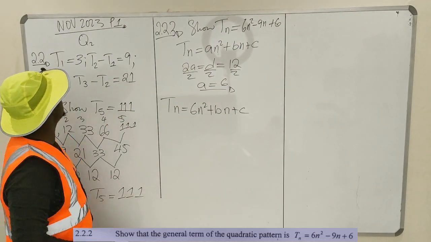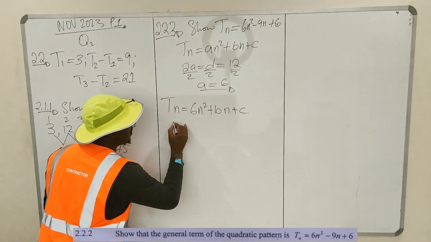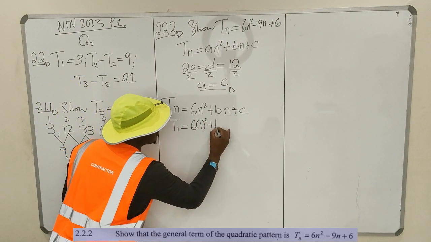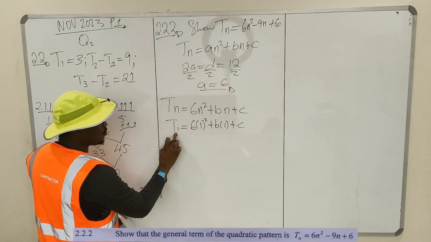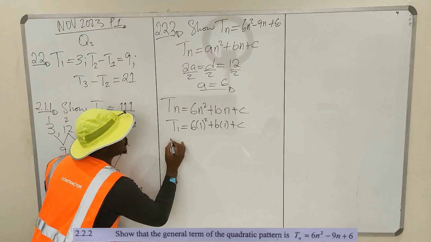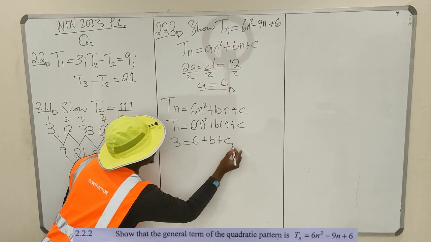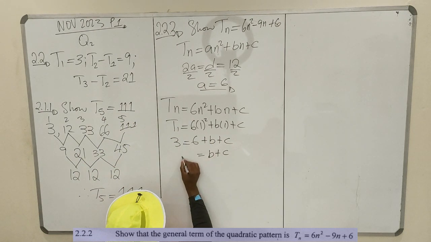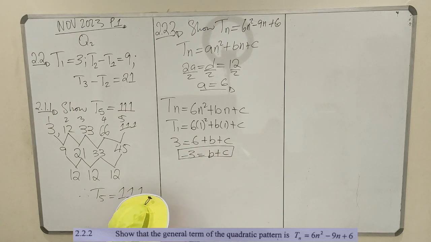So you know what the first term is. First term is equal to 3. So you can say, okay, T1 is equal to 6 into 1 squared plus b into 1 plus c. So you know what T1 is. Your T1 is 3. So you say 3 is equal to 6 plus b plus c. Therefore, b plus c is equal to minus 3. If you transpose the 6 to the left-hand side, you have an equation here.